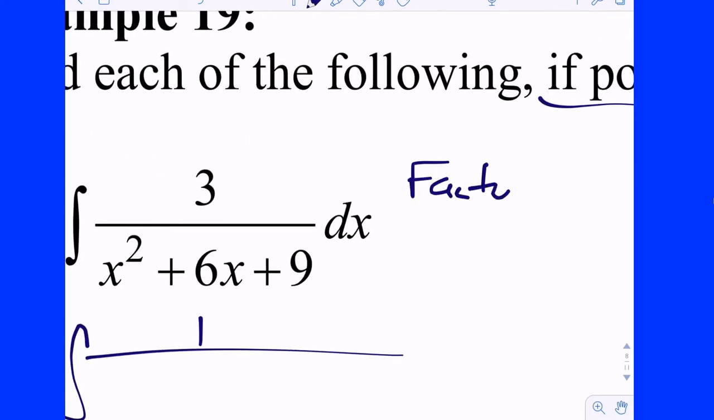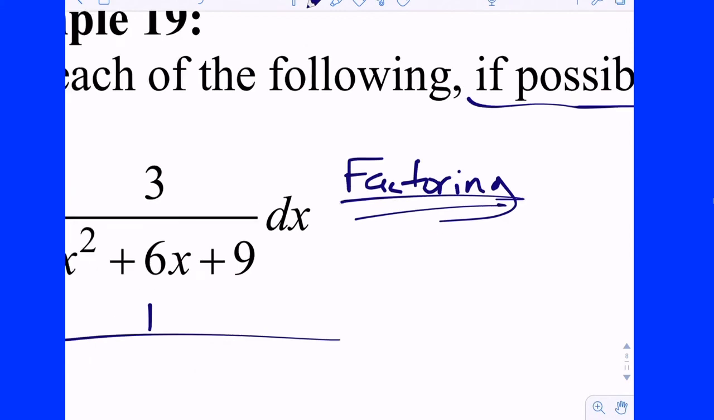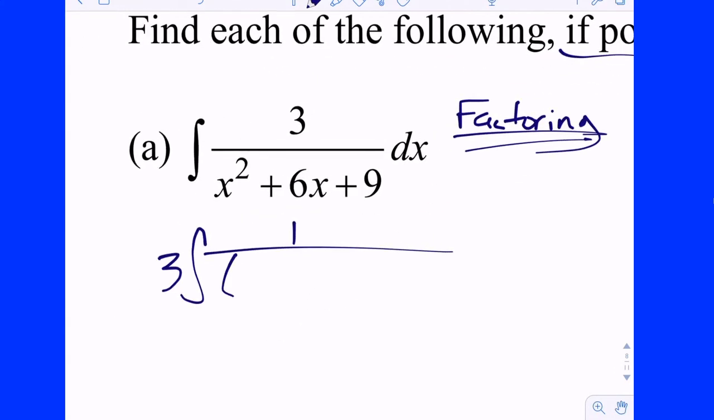Factoring is a good thing. Does this one factor either into a binomial squared or a product of two binomials? Absolutely, it's x plus 3 quantity squared.